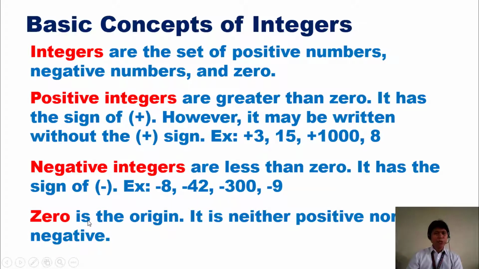0 is the third one, which is the origin. It is neither positive nor negative. It means it has no value unless you say 0.1. So there is 0.1, and there is also negative 0.1, or positive 0.1, because its value is not 0. Unlike with 0, 0 could not be positive or negative. So you cannot say positive 0 or negative 0. It is just 0. It is the origin.